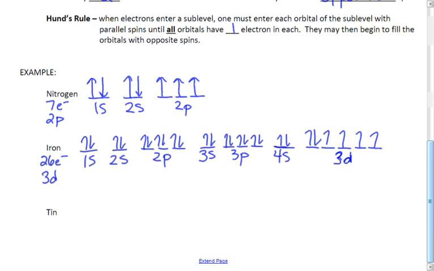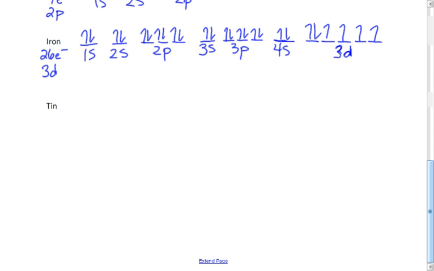Okay, one more. Tin. What is the symbol for tin? Sn, and it is number what? 50. So we'll have 50 electrons. It used to be called stannum. So, and what? 5p. Now this one we're not going to be able to fit all in one row. We'll have to fit it on 2 rows, and that's okay.